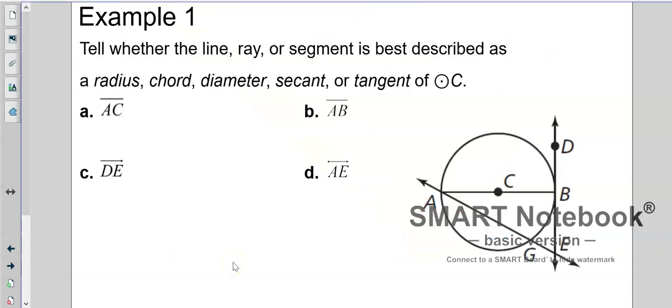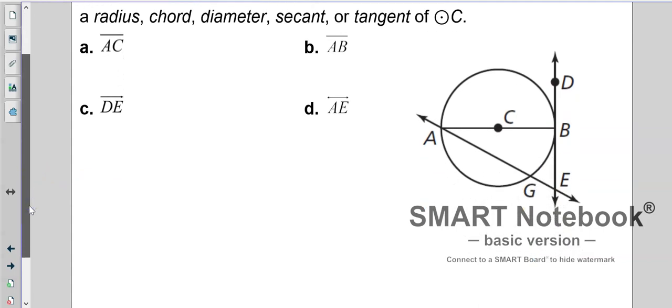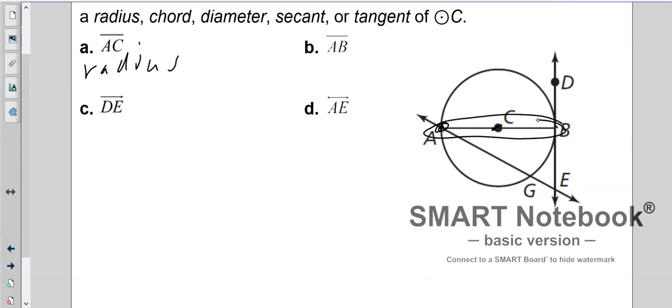All right, so tell us whether the line, ray, or segment is best described as a radius, chord, diameter, secant, or tangent of C. I'm going to give you a little bit better picture here. So AC, it's a segment. AC goes from here to here. Well, that would be a radius. It's going from the center to the outside of the circle. AB goes from here to here, through the center. So that's a diameter. It's also a chord, but the diameter is the best description of it.